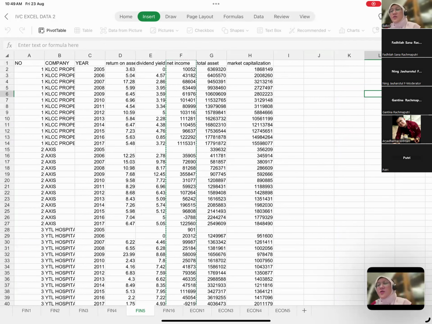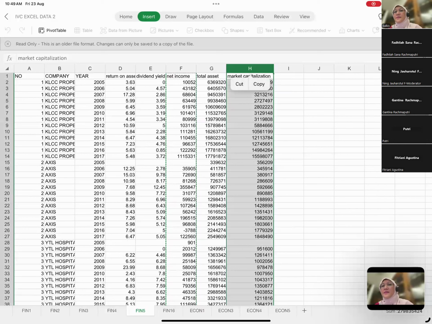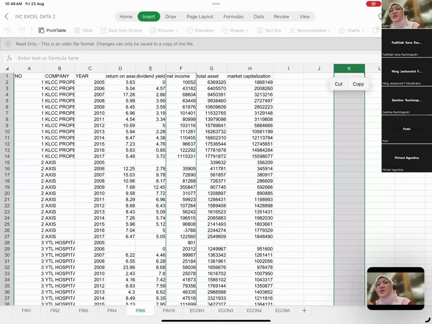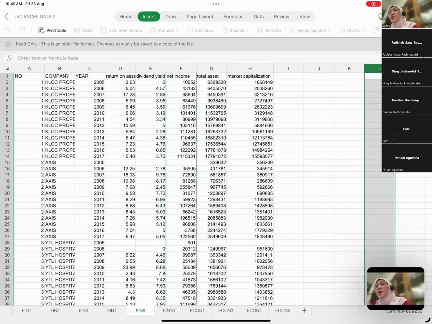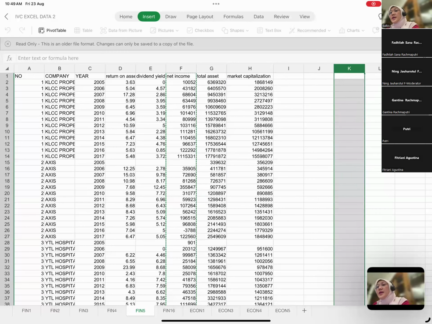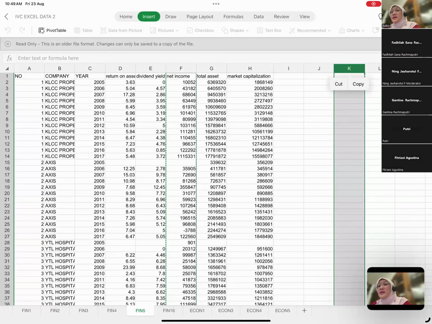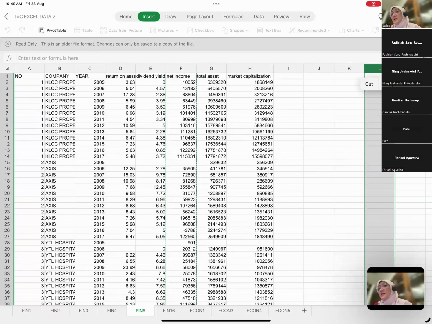Next one, just now, total liabilities. The other one is total asset, total debt or total liabilities. So let's say market capitalization is the total debt. You copy to K column. And next one is total asset, G column, you copy to L column. So JKL: J is the net income, K is the total debt, and L is the total asset.